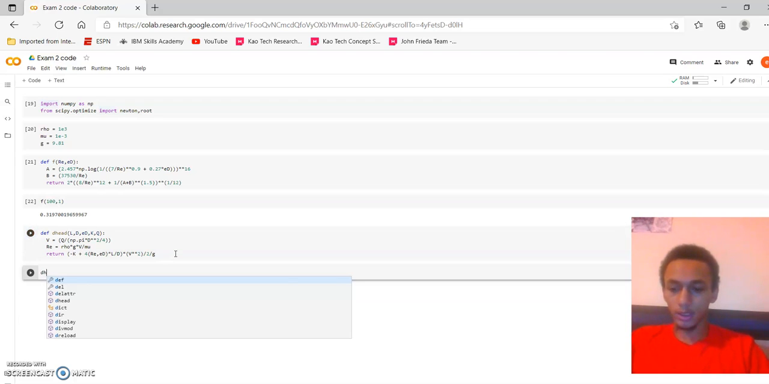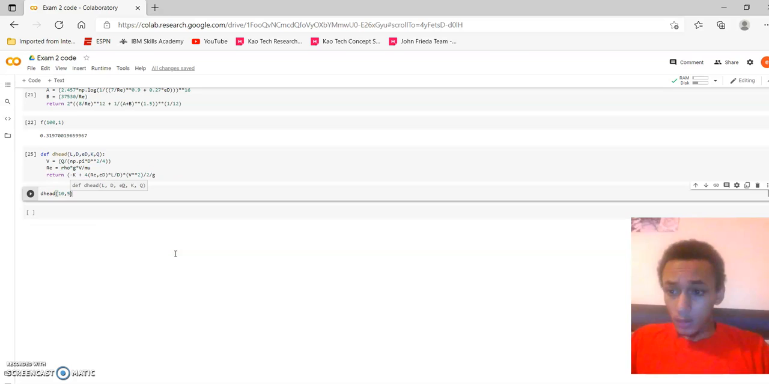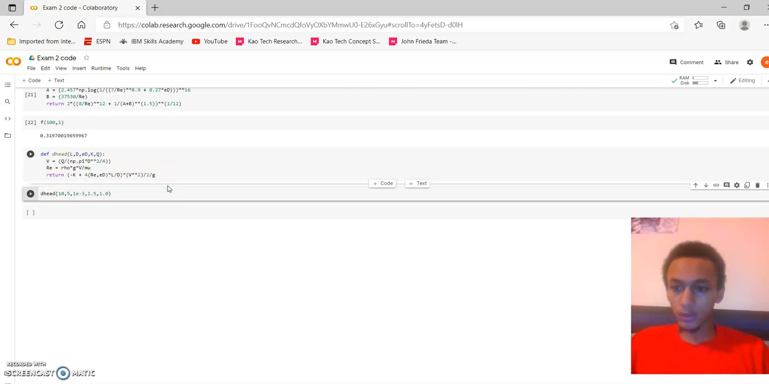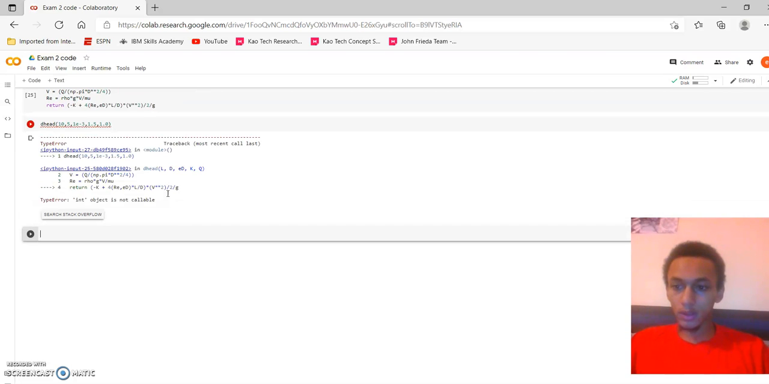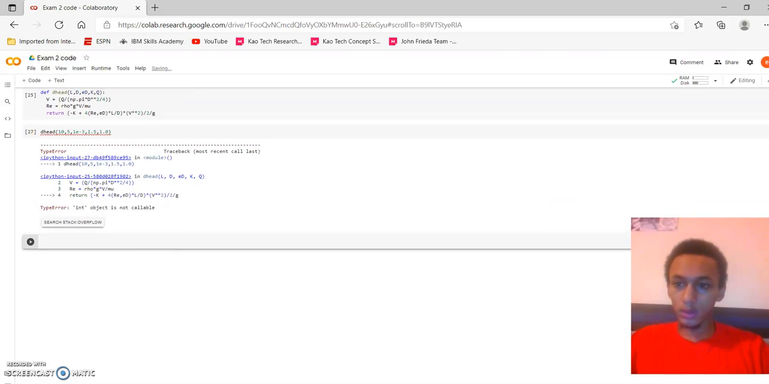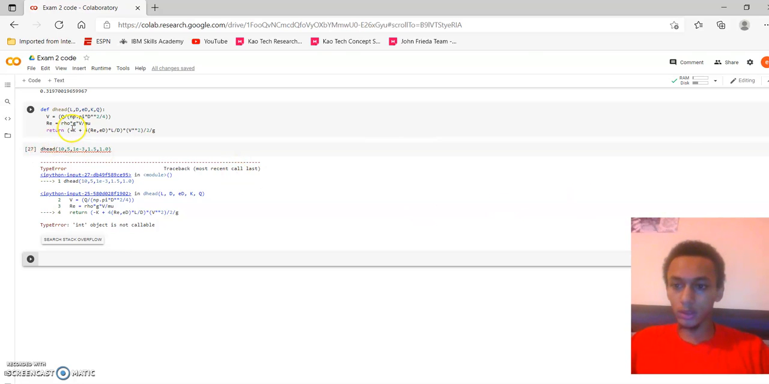So D head of L. So 10, 5, 5, 1e to the negative 3, 1.0, we'll make you 1.5, and shift enter. It's not callable. Let's see if there's anything wrong. Don't see anything wrong here.